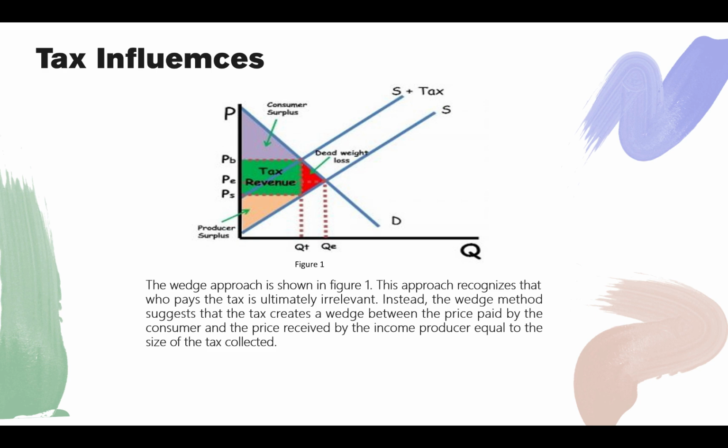Instead, the wedge method suggests that the tax creates a wedge between the price paid by the consumers and the price received by the producers equal to the size of the tax collected. This reduction from the equilibrium quantities is the cause of deadweight losses in the market because some consumers and producers are no longer able to buy and supply goods.